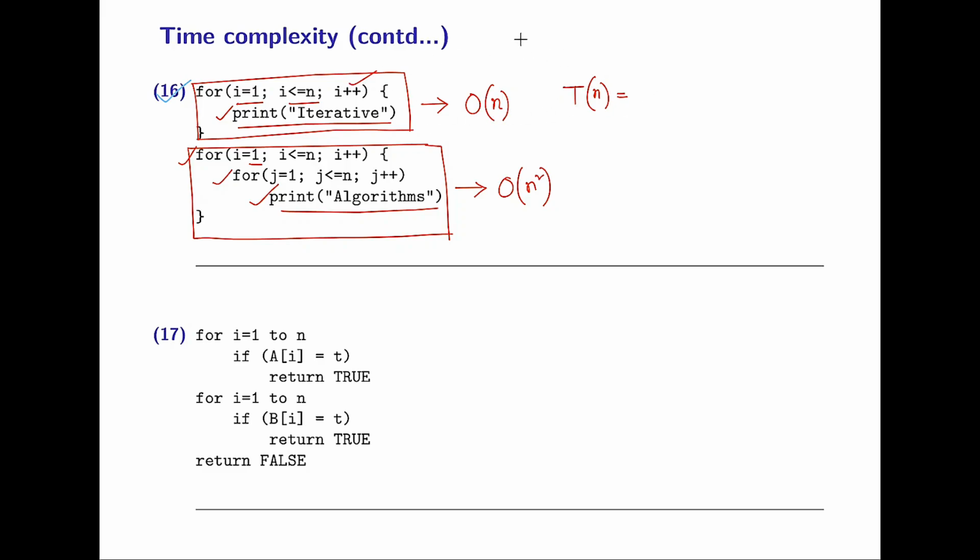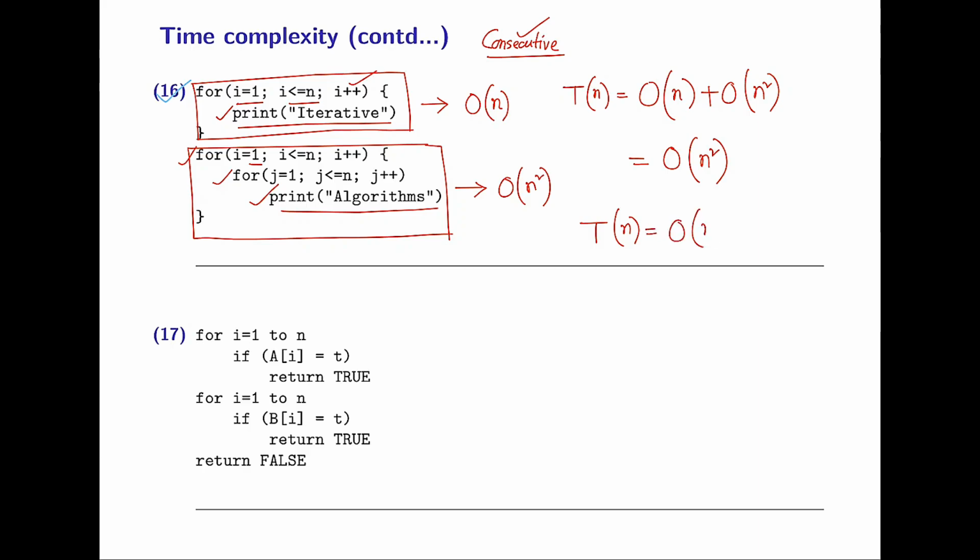Now you see, since the loops here are consecutive, if the loops are consecutive, then we will add. If the loops are nested, then only multiplication, as we have seen. So Big O of n plus Big O of n square. If we find the answer, that is nothing but Big O of n square. So what is the answer in this case? Question number 16, the answer is Big O of n square.